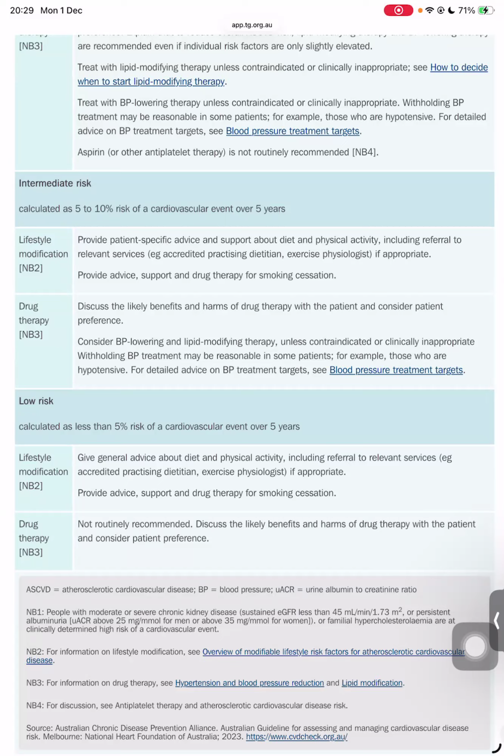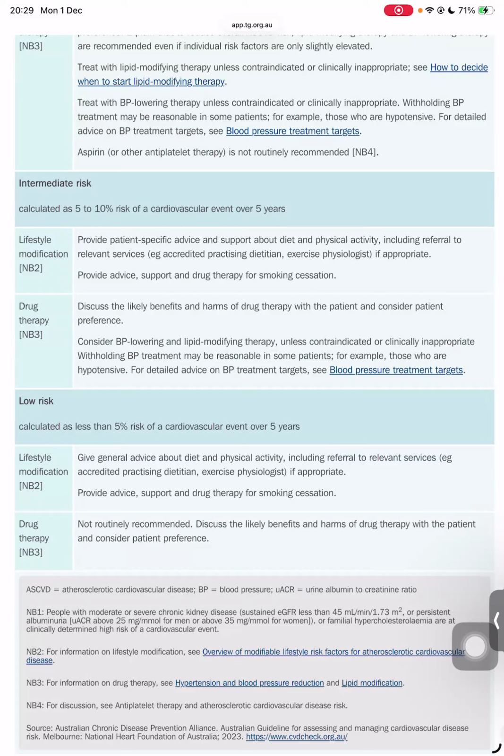I will show the question. In the images they are clearly mentioned. And here the last part: in high risk patients, aspirin is not routinely recommended. Remember this point as well. Also, aspirin or other antiplatelet therapy is not recommended for the primary prevention of atherosclerotic cardiovascular disease.